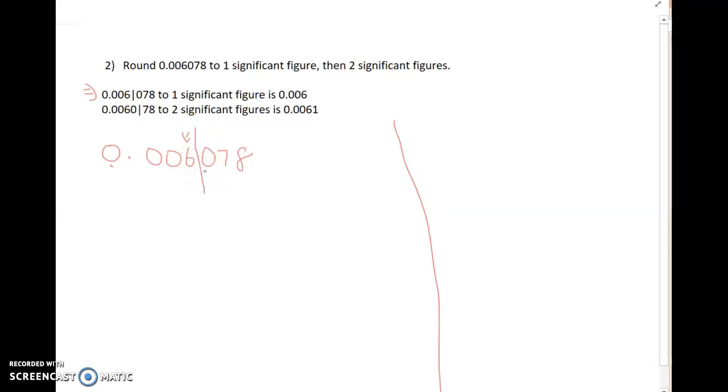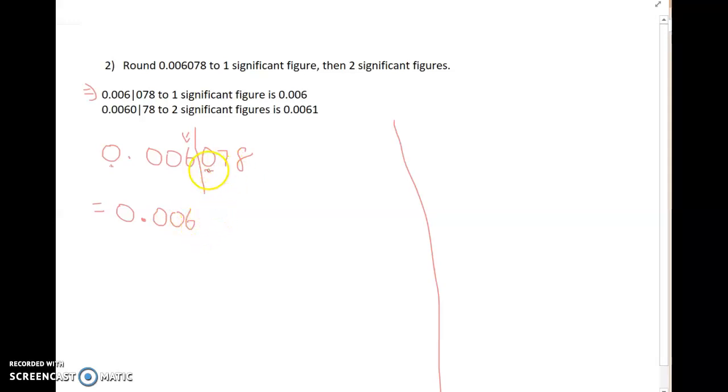We're looking at the number right after the line here. If it says 5 or greater, add 1. If it says less than 5, we don't add anything, right? So now we're going to get 0.006. We stop in here.